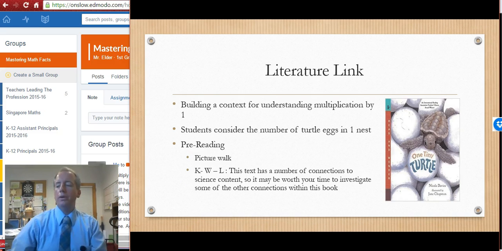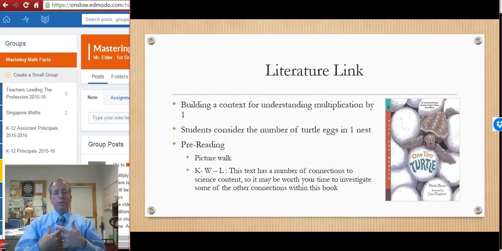So our literature link for this section is one that probably took a little bit more thinking when you think about, well, what text could we use that really focuses or that can bring focus to groups of one. And so the text that the authors chose here is One Tiny Turtle.